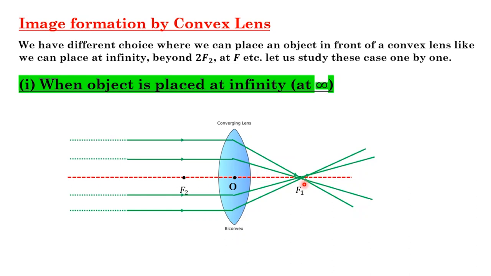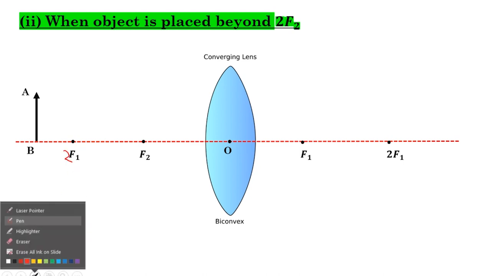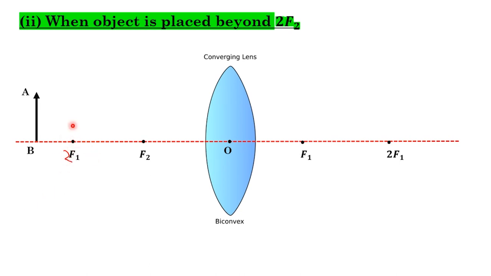The next case is when an object is placed beyond 2F2, meaning the object is placed some distance from 2F2. This is our figure. Suppose this is an object AB which is placed beyond 2F2. This is 2F2, this is 2F2, this is a misprint. So the object is placed beyond 2F2. How many rays will we need to form the image of this point A?